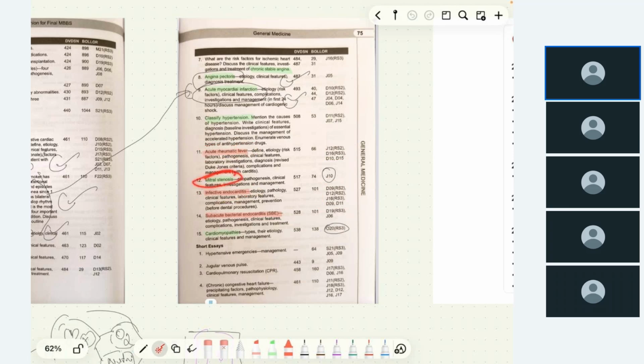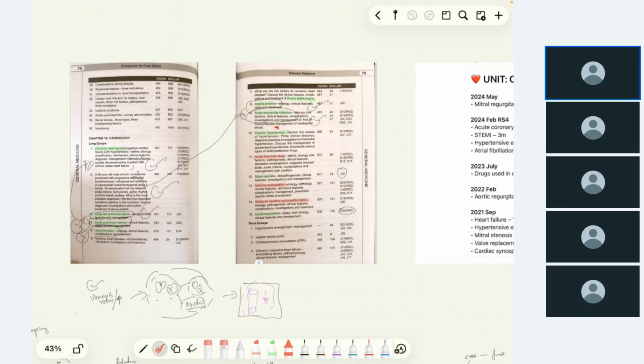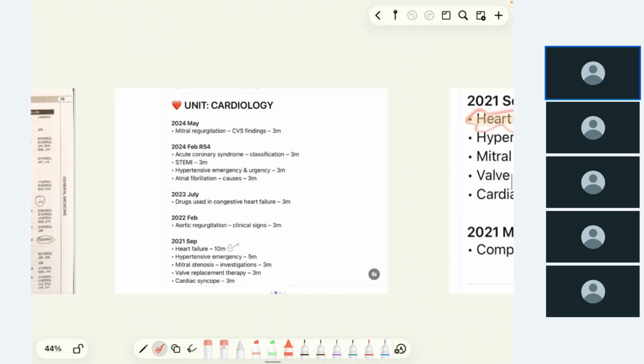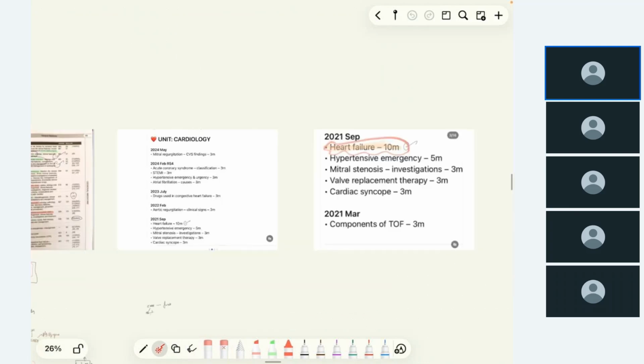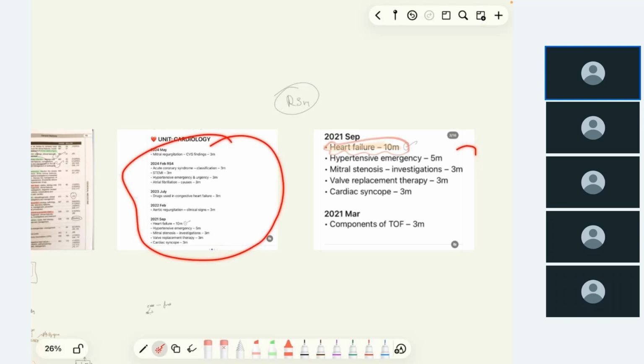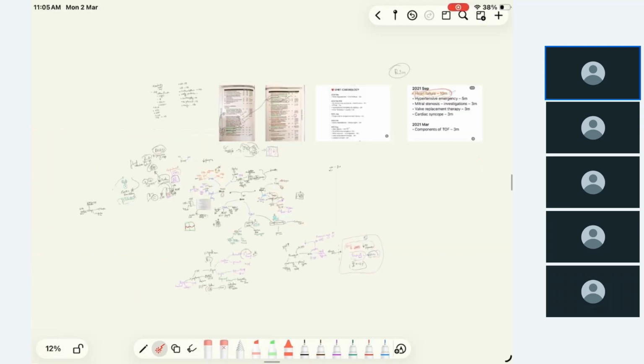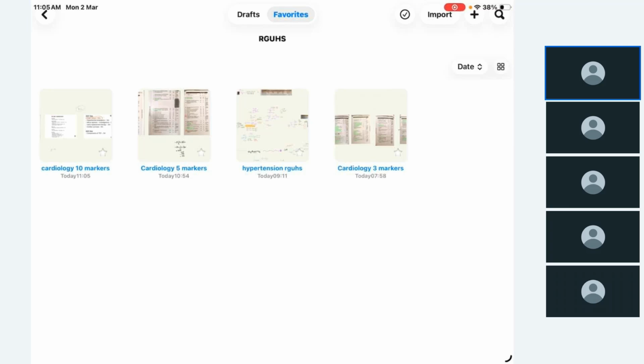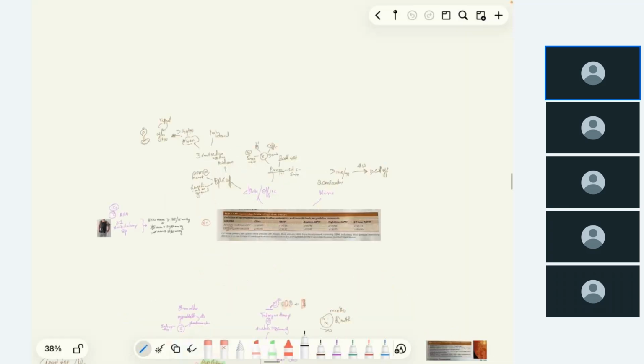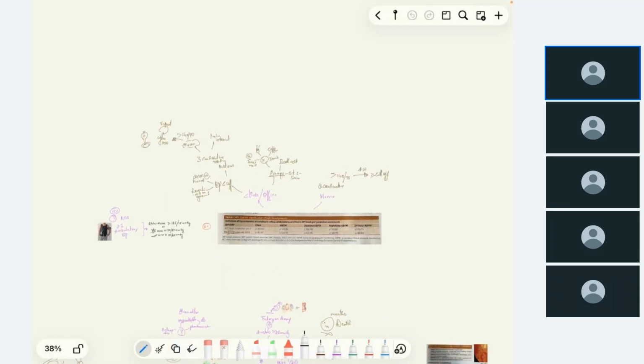So in 10 marker, now I am discussing hypertension, all about hypertension. If you look at the previous 5 years' questions, only heart failure was asked as a 10 marker, which we already finished. All others are 3 markers and 5 markers, majority being 3 markers. Let's start with hypertension. Most important and most interesting topic.